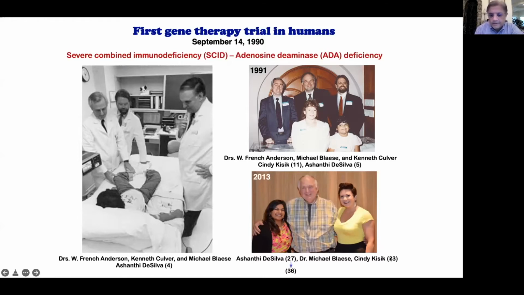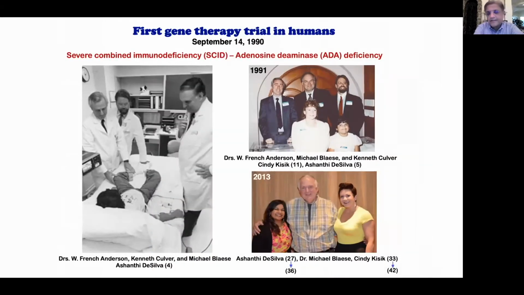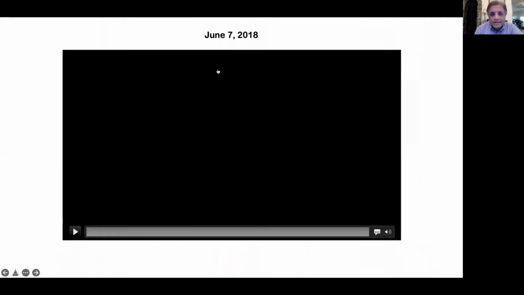And this year, Ashanti da Silva turned 36, and Cindy Kissick is now 42. So you can imagine that these kids would not have survived without gene therapy, because this is a deadly disease. These patients cannot fight off infections. So I'll let Ashanti da Silva tell you her own story in her own words. She gave an interview on June 7th, 2018, and this is a very brief video of her.